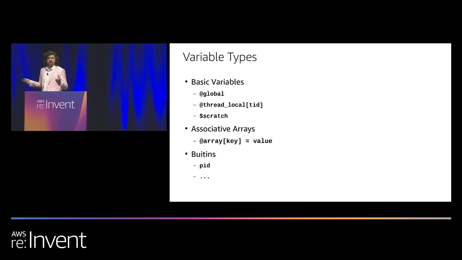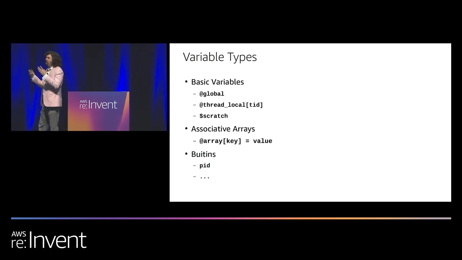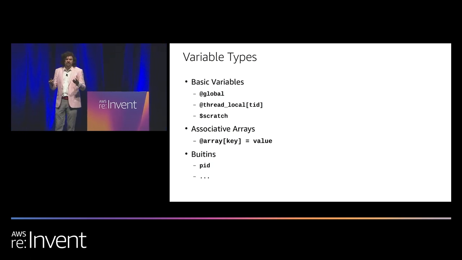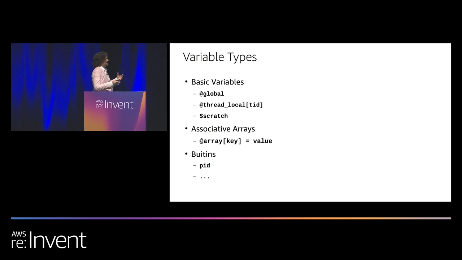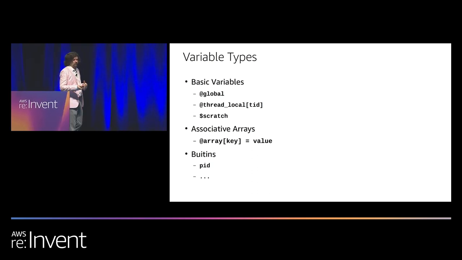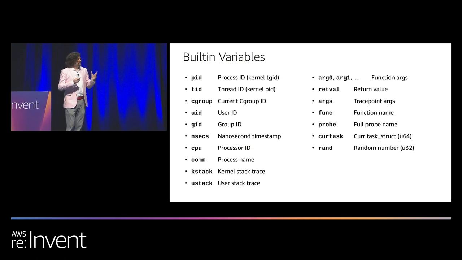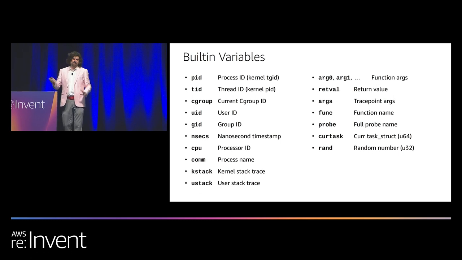To give you an idea of the variable types when you're writing programs, they're all built on these BPF maps, and they behave like associative arrays. And we can implement basic variables like global variables, thread local variables, and there are also scratch variables. There are many built-ins, like for returning the process ID, user ID, function name, stack traces, arguments to functions, and return values. Again, these are all in the reference guide.